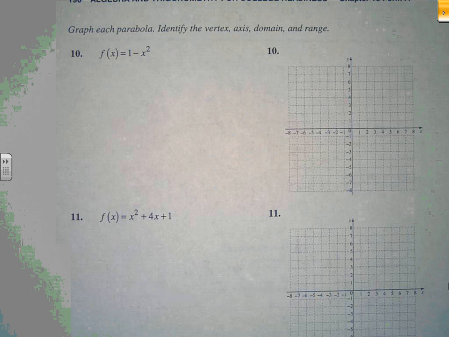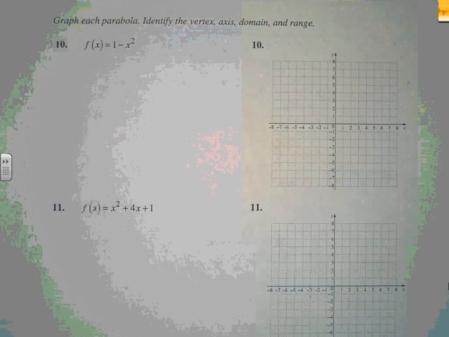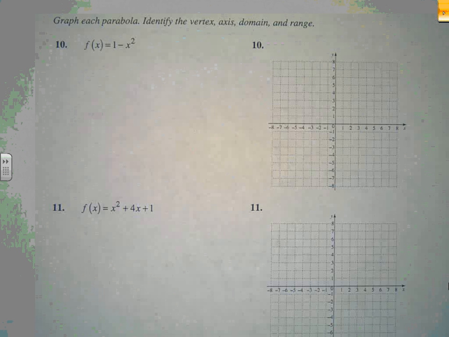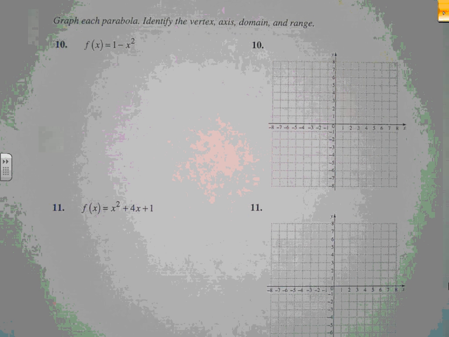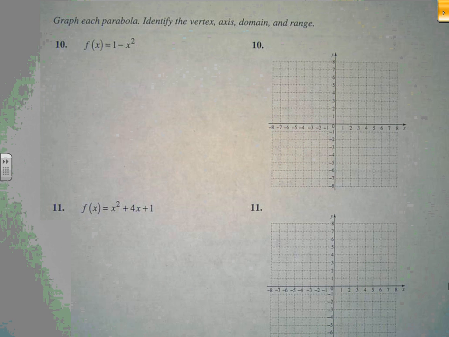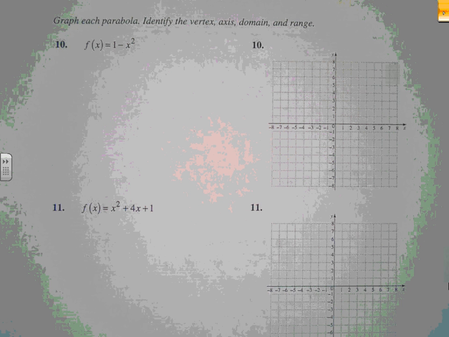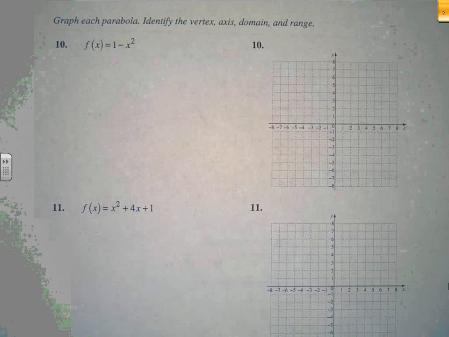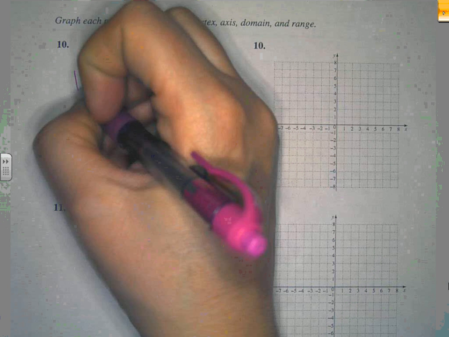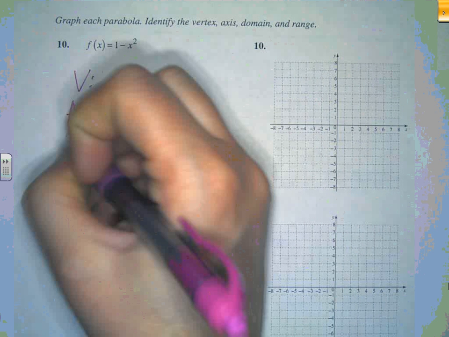Okay, turn your paper over. Let's graph each parabola, identify the vertex, axis, domain, and range. You can use your calculator to help you, but you could also do these using the formulas. I'm going to let you use those little formulas. You remember the little table that we filled out? Make sure you know where that is. I'm going to let you use that on the test. So it will hopefully remind you how to find the vertex, the axis of symmetry, the domain, and the range.